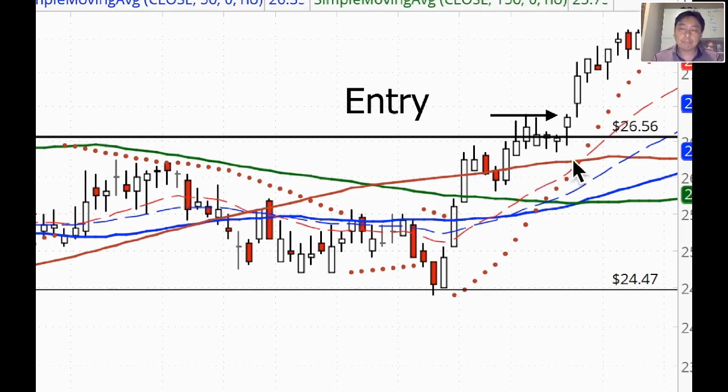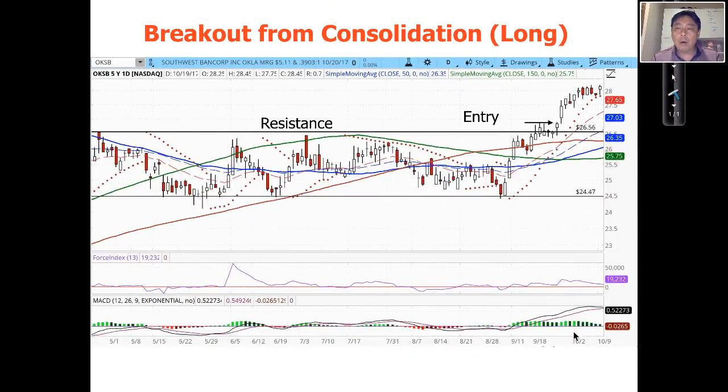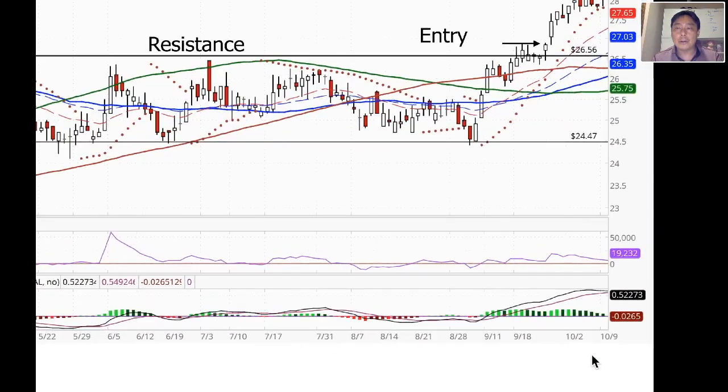That's fine. Do we have our indicators bullish? Yes, our parabolic SAR, the dot is below the candle, so that's bullish. Force index is above 0, that's bullish. MACD is bullish as well. So we have got 3 out of 3 indicators bullish. All the stars are aligned. We can enter the trade.